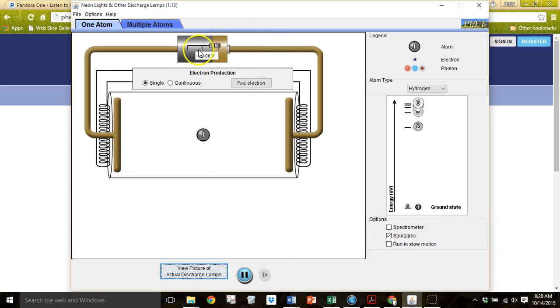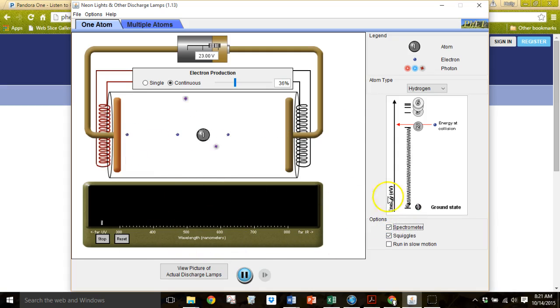I notice we do have a voltage set. We can fire one electron at a time, or do continuous. We're going to do continuous to save my fingers from clicking. Notice that we can increase our rate of electron production, and notice the numbers appearing as these photons hit this. Just take a look at this whole scenario. There's a spectrometer. I'm going to run this in slow motion just so you can see what's going on.